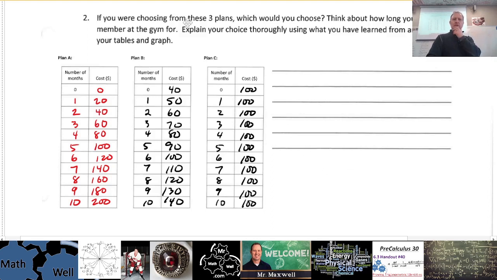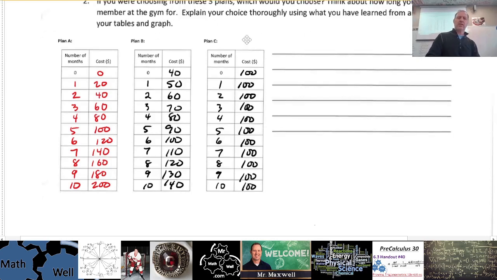It says if you were choosing between the 3 plans, which would you choose? Now you want to think about such things as how long you might be a member at the gym for. If you're going to be a member for 3 years, that's a long term. If you're going to be a member for 6 months and just try it out, you have to consider that too. Like, in 6 months you're going to move away or something. Or in 3 months you're moving away, so you're just looking for something really short term. Who knows? So you have to think about that. You want to explain your choice thoroughly using what you've learned from analyzing the tables and the graph.